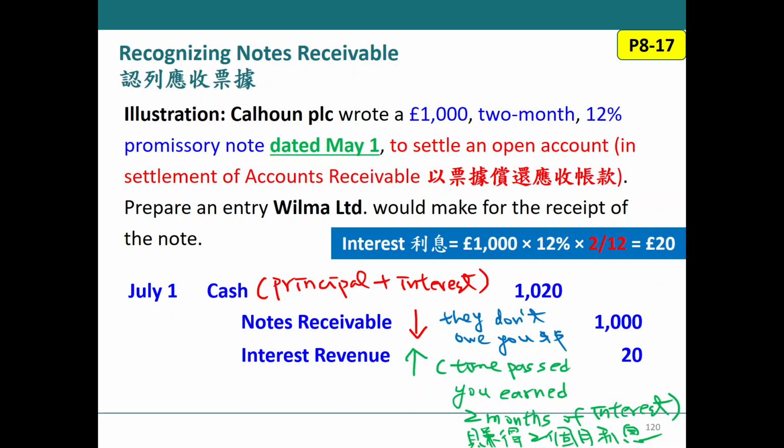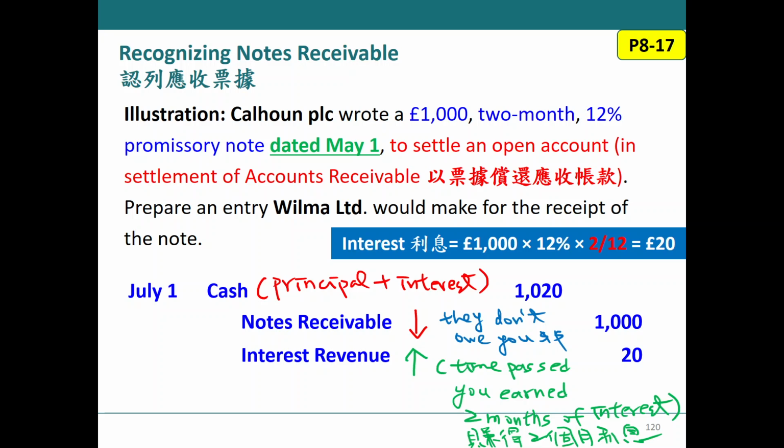No problem? Okay, so let's look at another case. Right now, this case is the worst case. The customer cannot pay you money, so they use the note to replace the oral promise. So the case we mentioned is the worst case. But let's go back to another case, the normal case. When someone borrows money from you, okay? So you lend the money to the debtor, borrower.